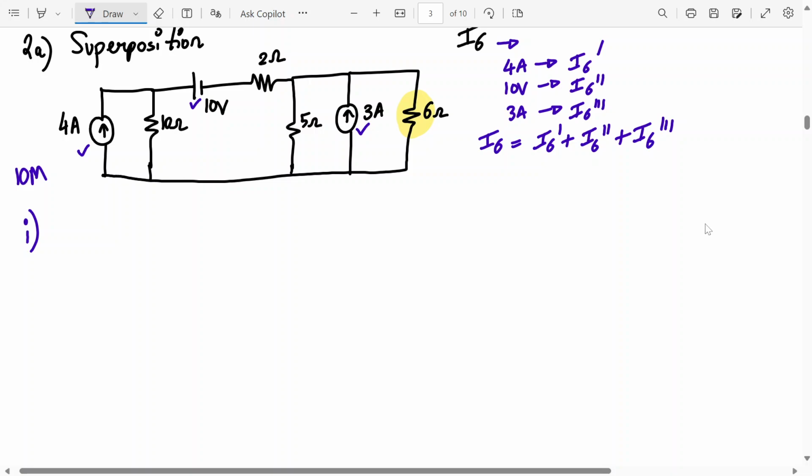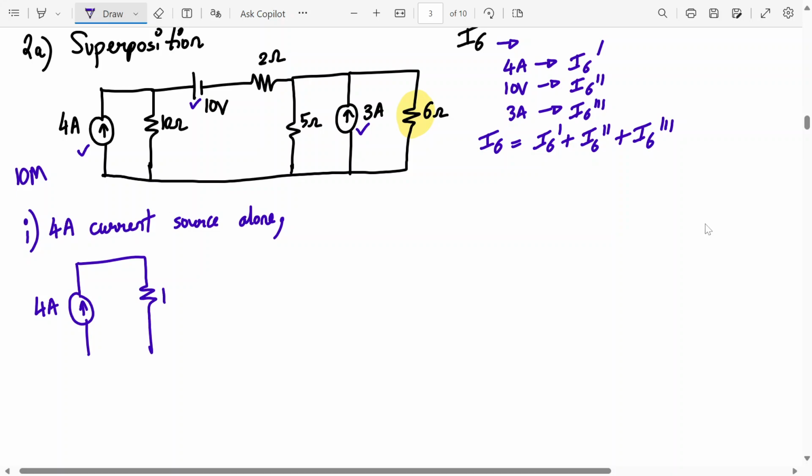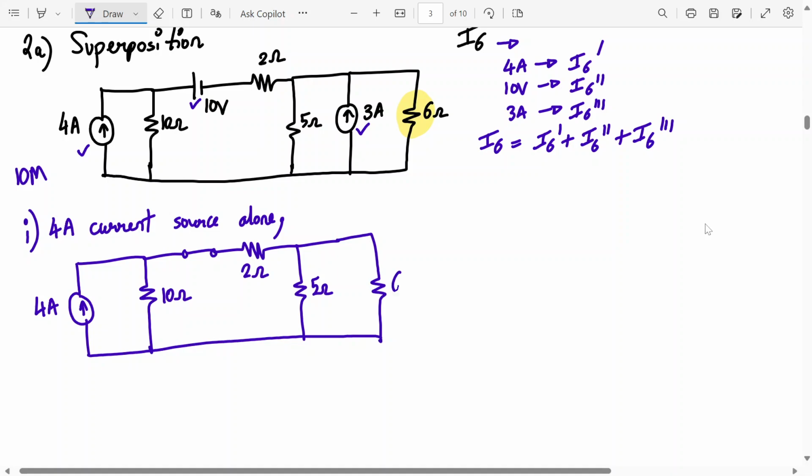So first case we consider 4 ampere current source. Four ampere current source alone. So that means 10 volt and 3 ampere will become deactivated. So let's draw the circuit again. This is 4 ampere. This is 10 ohm. This 10 volt voltage source will become short circuit, right? Then 2 ohm, 5 ohm. This will become open circuit, so we need not draw it. Correct? Now the problem is we cannot touch this.